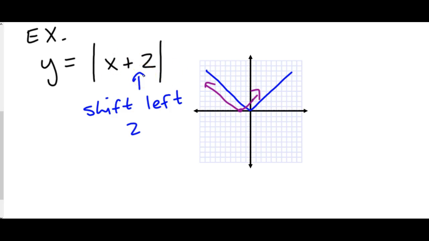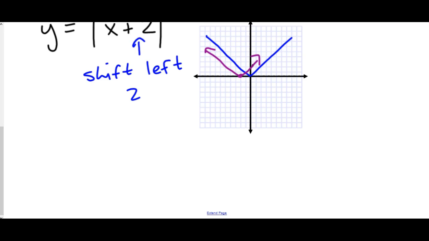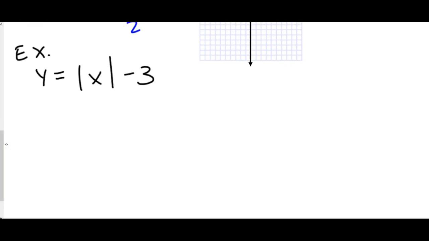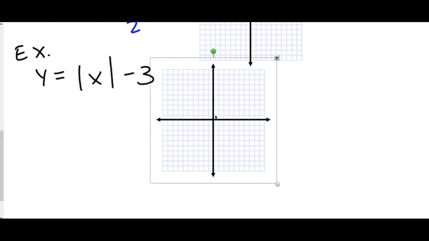We can do this with a vertical shift as well. So our basic absolute value starts in the center. Minusing 3 outside means to shift down 3. So we would take the graph. I can actually slide it. You would have to just count down 3 and redraw it. Slide it down. That's our new graph.